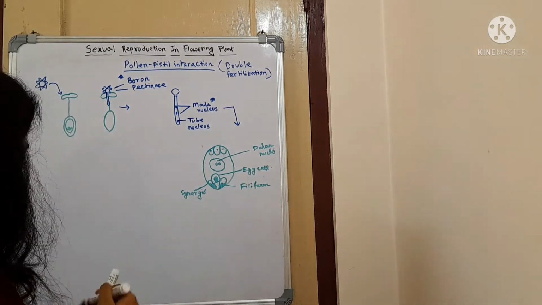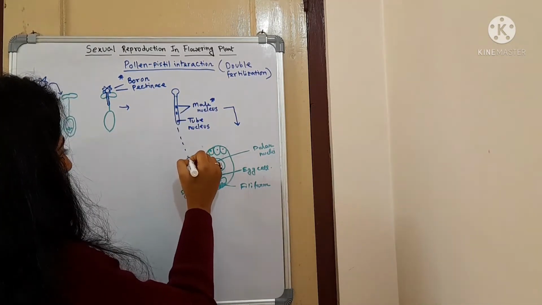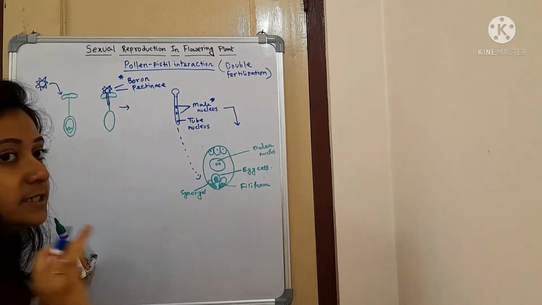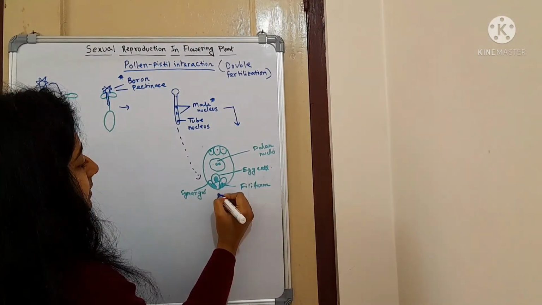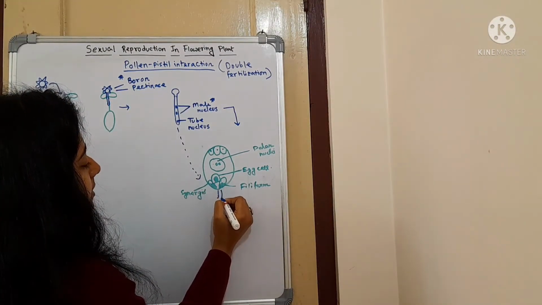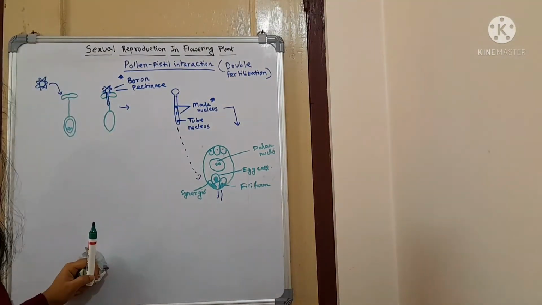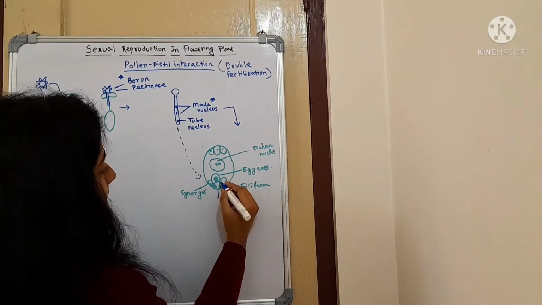Now once this pollen tube has reached this part, what will happen? The tube nucleus will degenerate, and as it is degenerating, it will release the male gametes, or the male nuclei, inside the embryo sac.